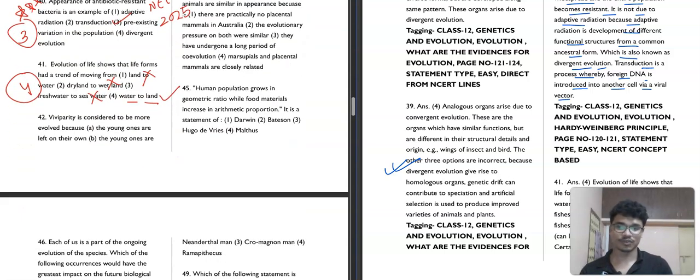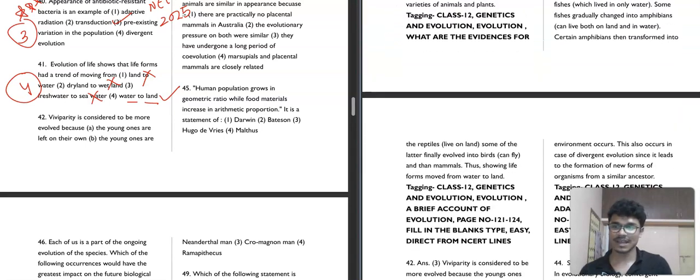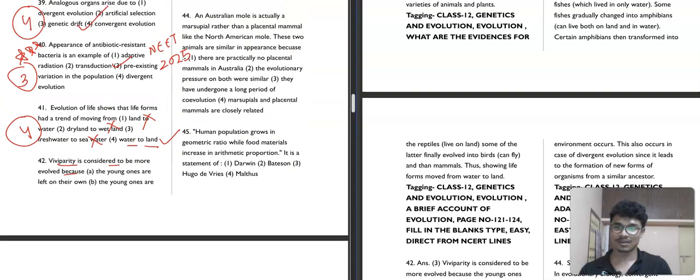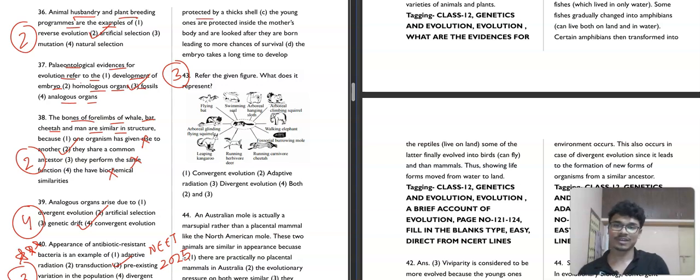Now question number 42. It is saying that viviparity is considered to be more evolved because the young ones are left on their own? The young ones are protected by a thick shell? The young ones are protected inside the mother's body and looked after after they are born, leading to more chances of survival. So this is the correct one. The third option is given as C; there is some formatting error. The third option will be our correct answer for this question. So viviparity is considered like this.